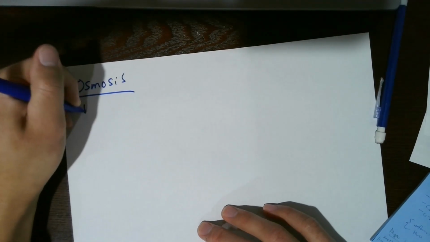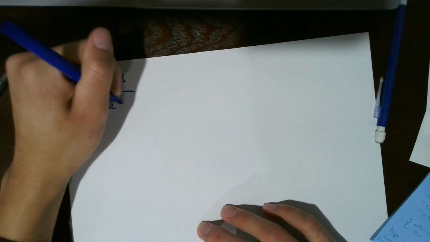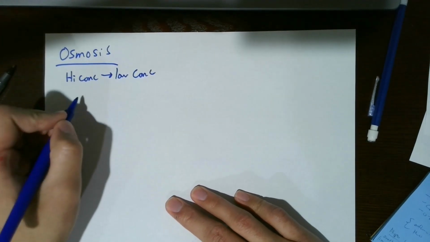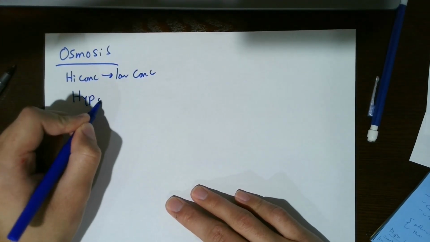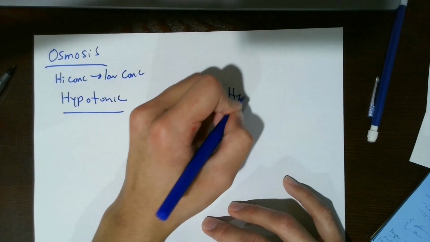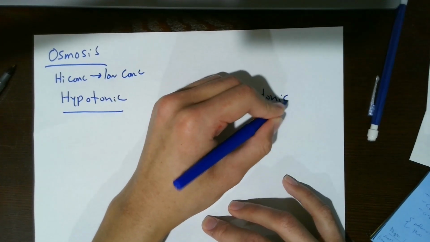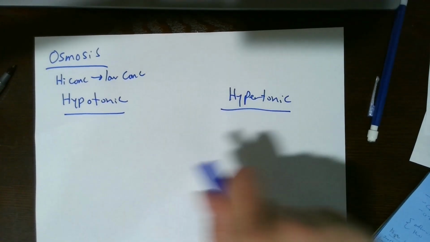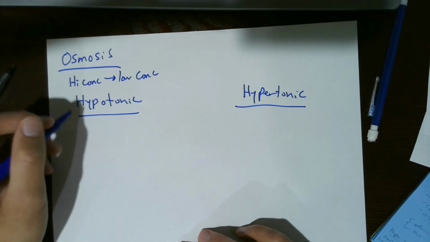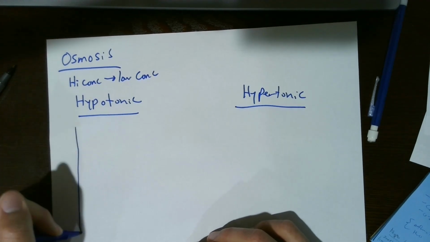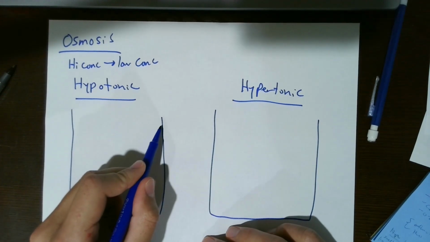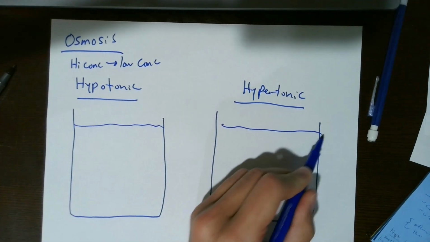So water goes from high concentration to low concentration. And there's different types of solutions. You can have a hypotonic solution, and you can have a hypertonic solution. And when we're using hypotonic, hypertonic, they're comparative terms. But in general, a lot of times we're talking about the solution, the fluid that we're going to put things in. So we're going to put a cell into water, into a type of water.